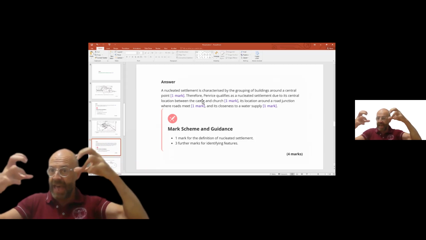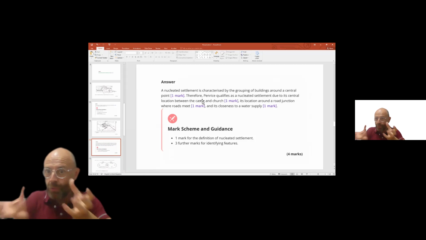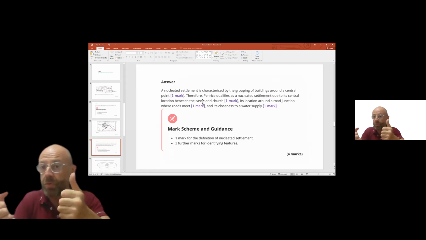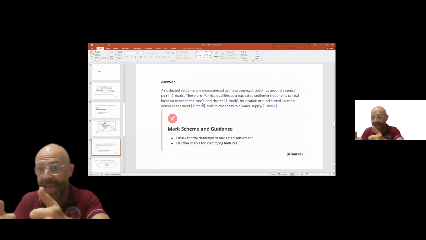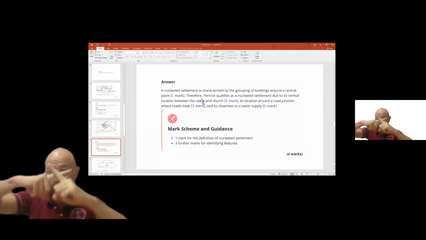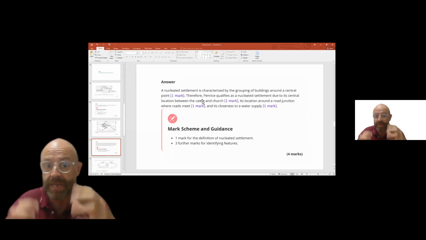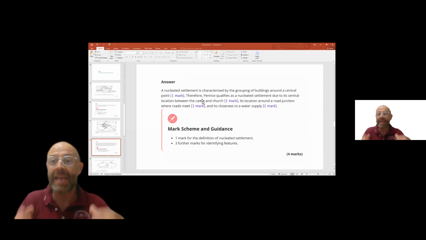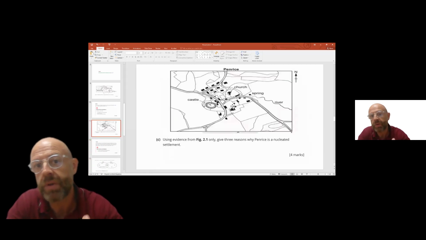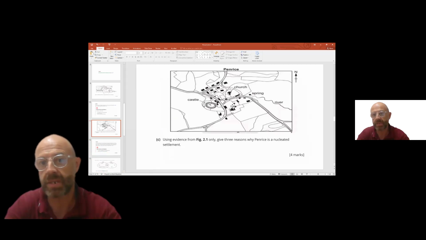So it's got things there to nucleate around. In fact, there's two things, the church and the castle. It's also located around a road junction where two roads meet. Again, it's a kind of meeting place. And if you look back at the map, there is a water supply. So there's lots of reasons why Penrith is nucleated.